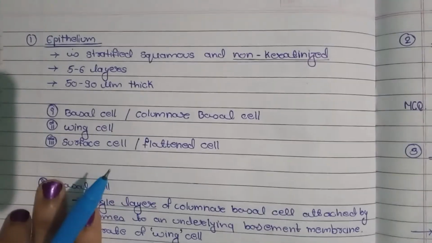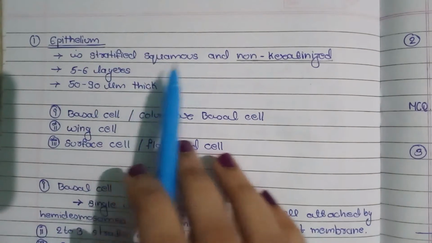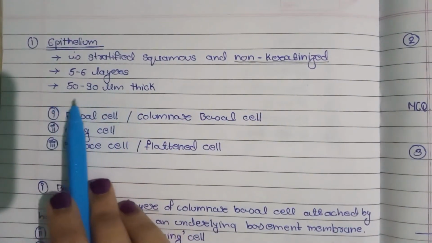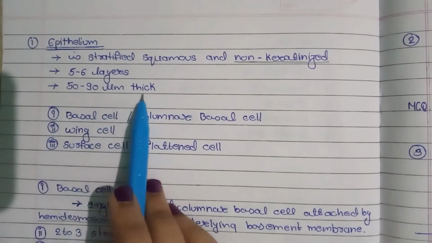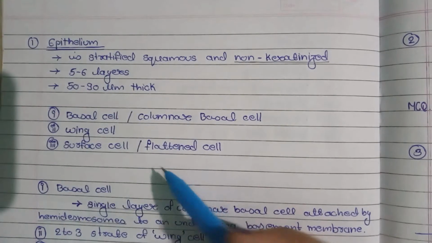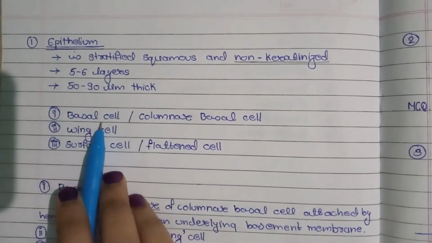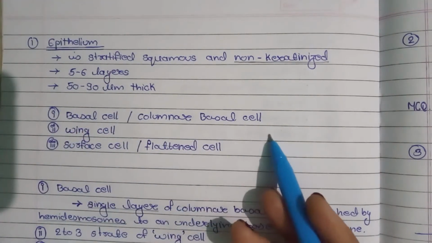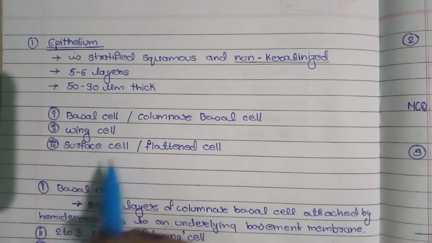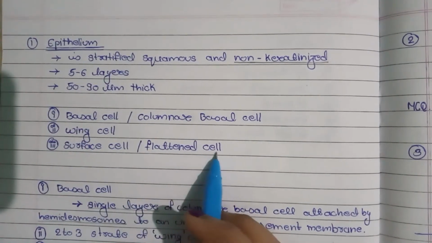First is the epithelium. It is stratified squamous and non-keratinized, 5 to 6 layers, 15 to 19 micrometer thickness. The 5 to 6 layers are subdivided into 3 cells. First one is the basal cell, which is also called the columnar basal cell. Second is the wing cell. Third is the surface cell, which is also called the flattened cell.